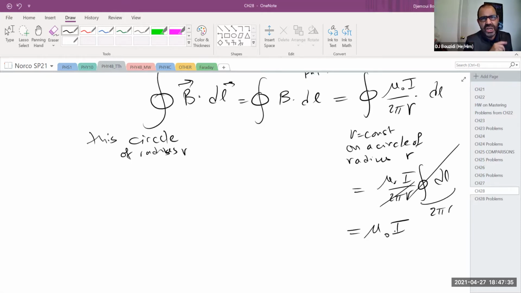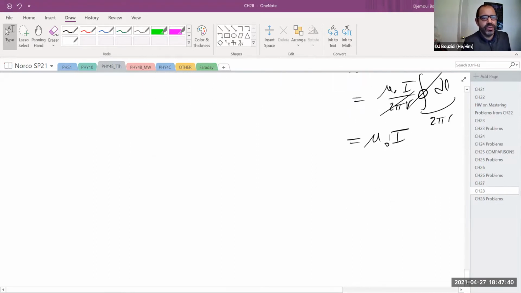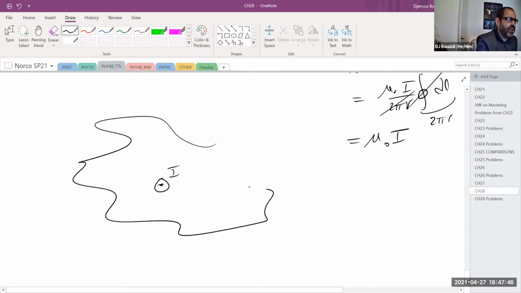The circulation of the magnetic field over a circle of radius R is mu naught times I. We're going to change now the shape to any arbitrary shape. It doesn't have to be a circle. So this is what I'm going to do. I'm going to take the wire now. This is still the wire with the current I, but I'm going to go through a shape that is not necessarily a circle. So any arbitrary closed path. It has to be closed though.